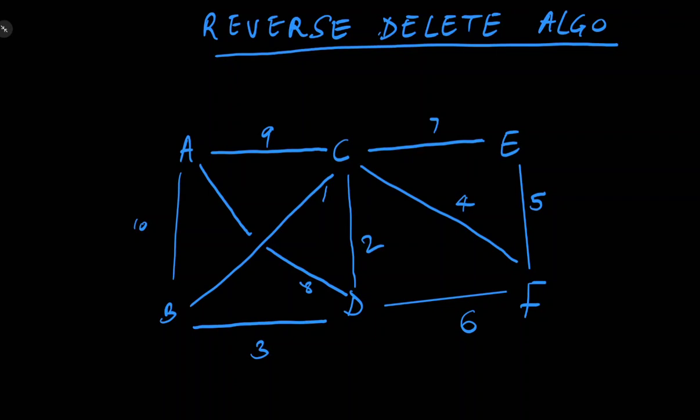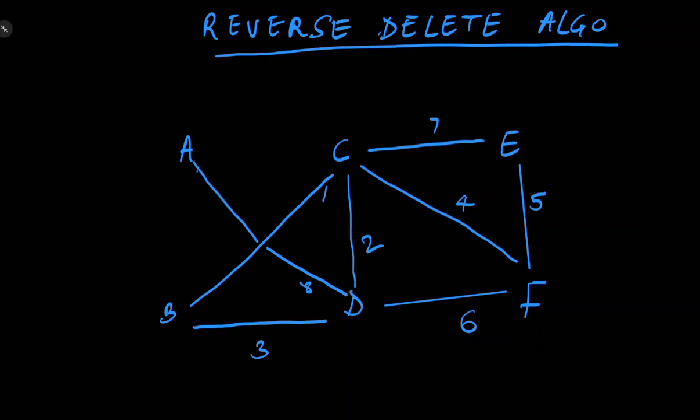So what's the costliest? 10. And if I remove 10, that's from A to B, it does not disconnect this graph. So yeah, we remove it. So the next is 9. And does 9 disconnect the graph? No, so we remove it. The next is 8. Let's see. If I remove 8, it's going to disconnect A, right? 8 goes from A to D. So if I remove it, it's going to disconnect A. So I will not remove it.